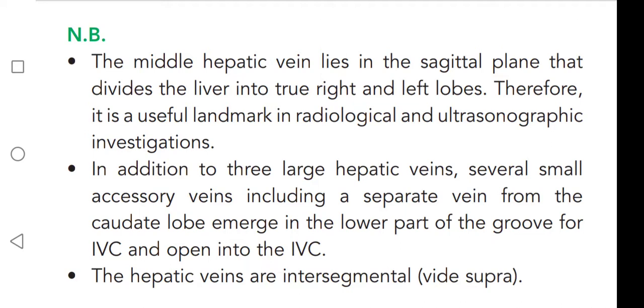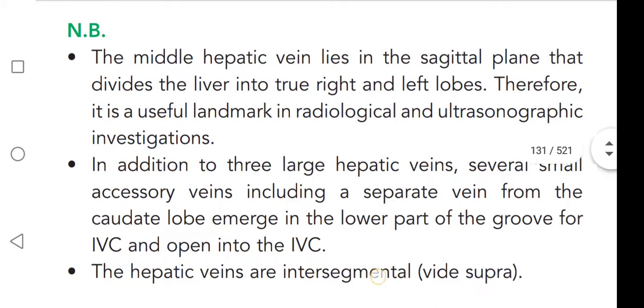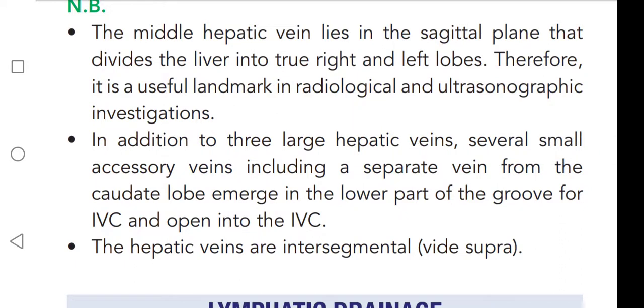Next, in addition to the three large hepatic veins, several small accessory veins, including a separate vein from the caudate lobe, emerge in the lower part of the groove for the inferior vena cava and open into the inferior vena cava.